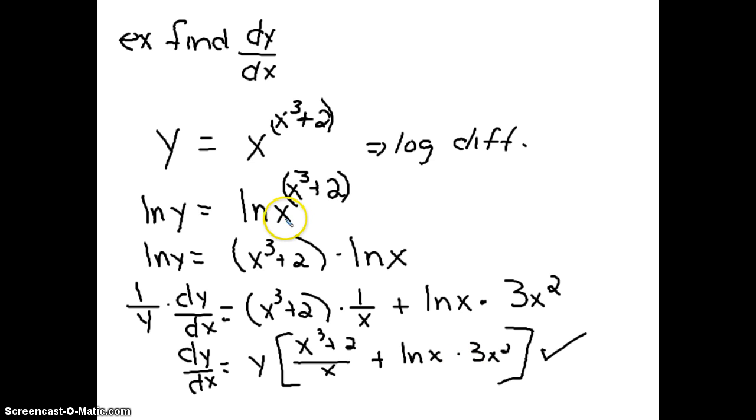The key is to take the ln of both sides and remember that once you do that, this power comes in front, and then that's a product, and so you have to make sure that you use the product rule. All right, there's really nothing more than that.